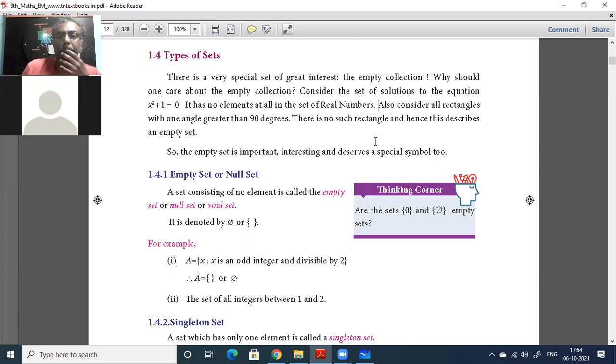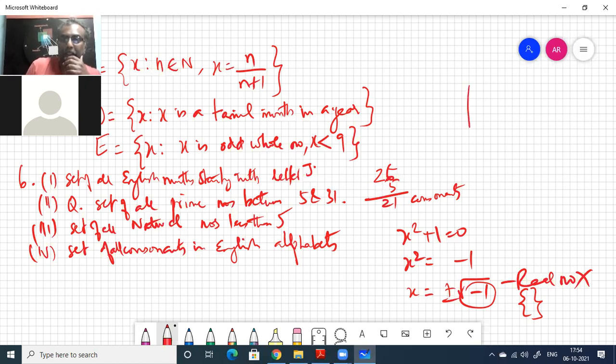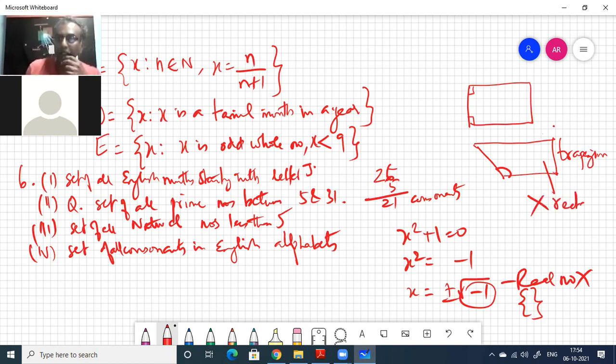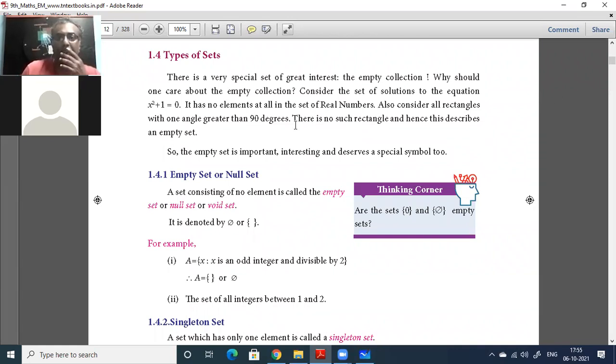Then also consider all triangles with one angle greater than 90 degrees. All rectangles: the rectangle is like this, every angle is 90 degrees. Suppose this is greater than 90 degrees. It is no longer a rectangle, it is a trapezium. So how many rectangles with angles greater than 90 degrees? Nothing. You will not get any. That is also an empty set. There is no such rectangle, hence it is an empty set.